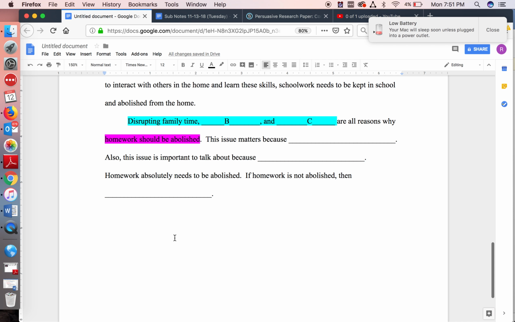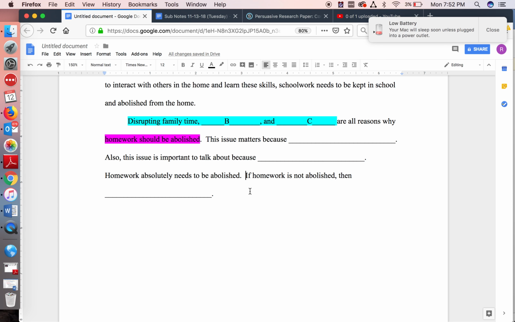And then think about like a cause and effect thing. If your issue doesn't take the turn you're trying to persuade me, what's the problem? Homework absolutely needs to be abolished. Look at how I'm reminding us. I'm kind of hitting the final nail in here. Boom, boom, boom. I'm driving that home. If homework is not abolished, then blank. If teachers and staff are allowed to carry concealed weapons, then blank. If animals are used for entertainment or gambling purposes, then blank.